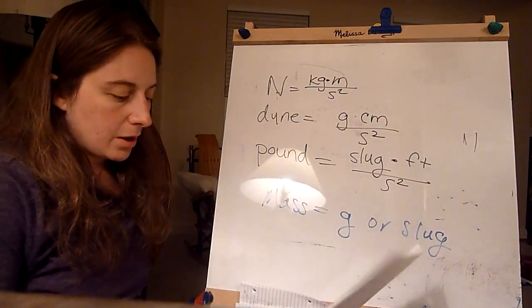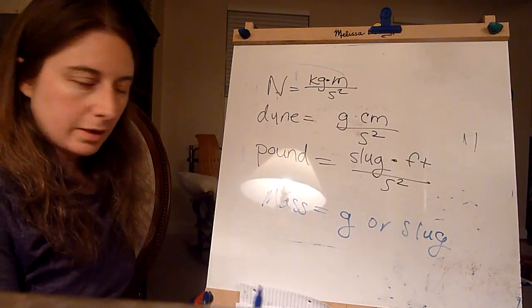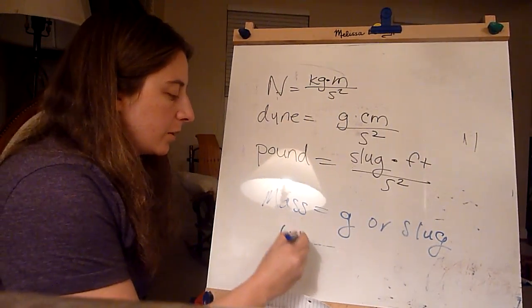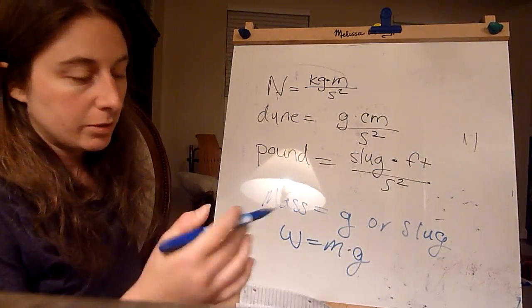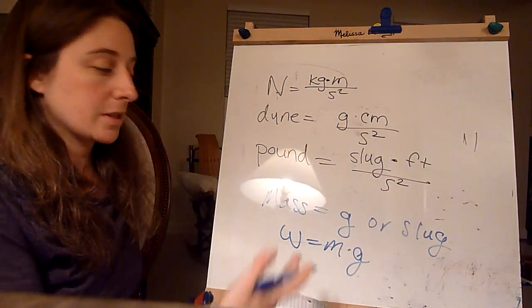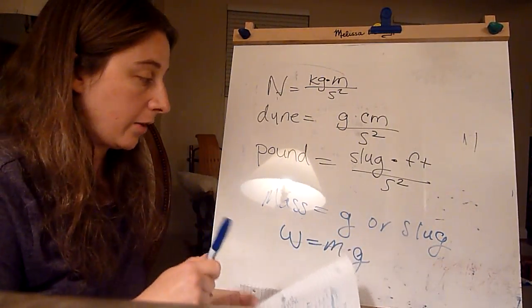Okay, so to convert here between weight and mass, just remember that weight is equal to mass times gravity, wherever you are. If you happen to be on the moon, of course, gravity is going to be different than the 9.8 meters per second squared it is on Earth, straight down.